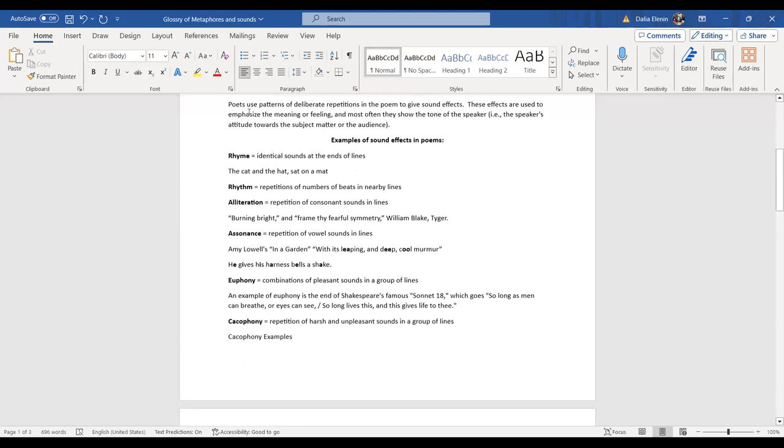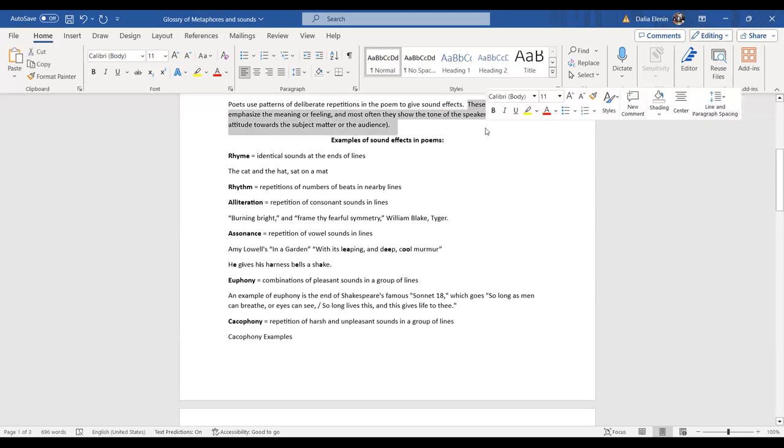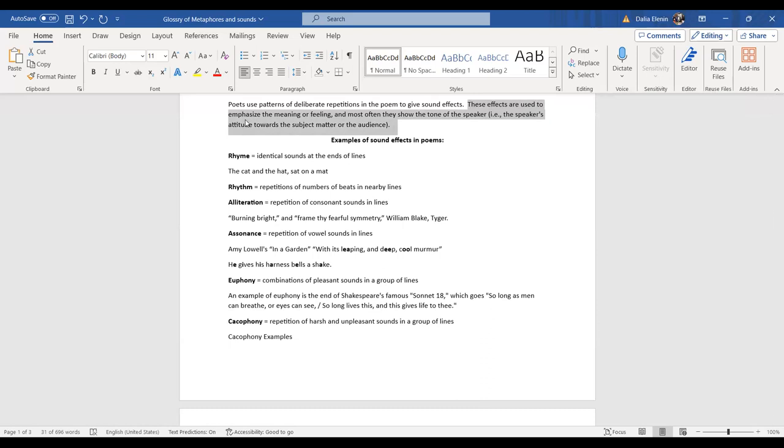These effects are used to emphasize the meaning and the feeling. I usually advise my students that this is an answer that can be given for any question related to metaphor, or why did the poet use this image, or why did the poet use this music. All of them are used to emphasize the meaning or the feeling, and most often try to show the tone of the speaker.